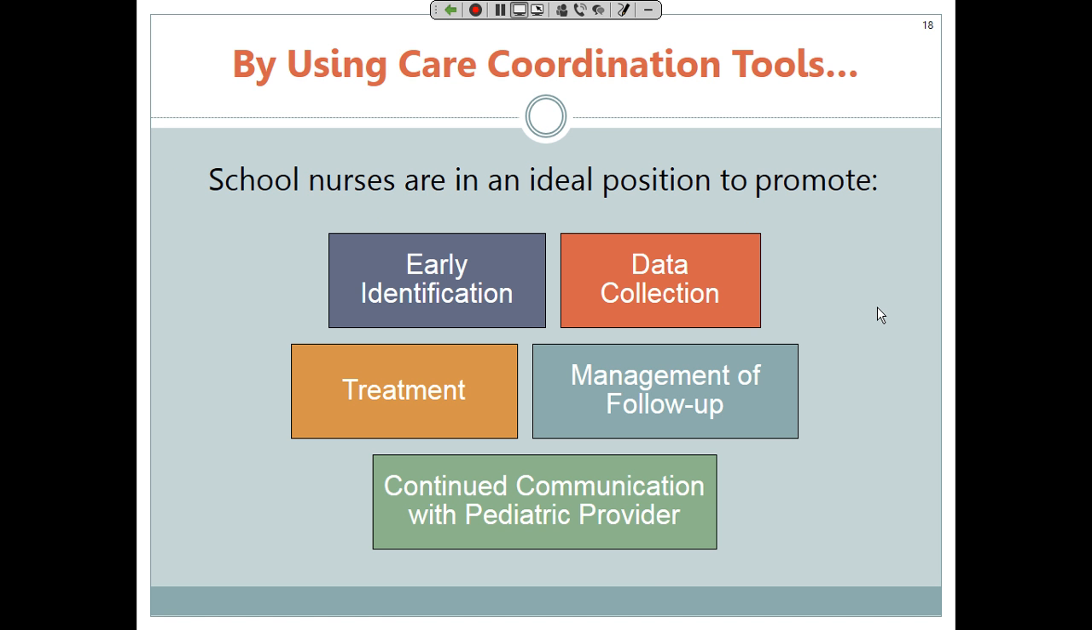We decided that school nurses are in an ideal position to promote early identification of possible health problems. We can collect and share important information, data, with our healthcare providers. We can educate the parents and staff and monitor and reinforce prescribed treatment and management of healthcare conditions. And we can bridge the communication gap.